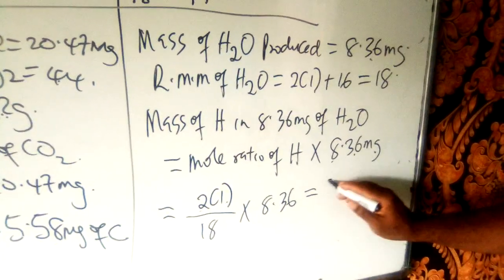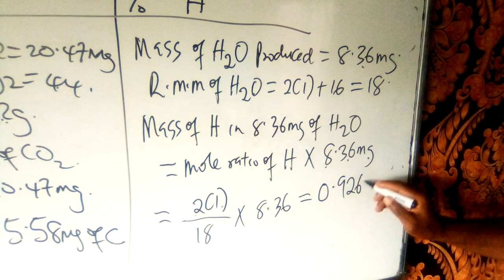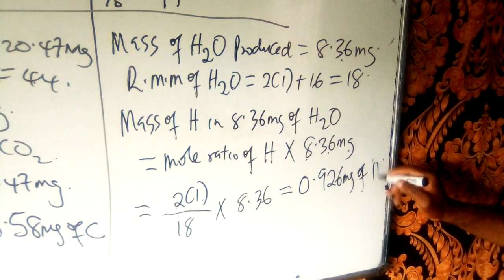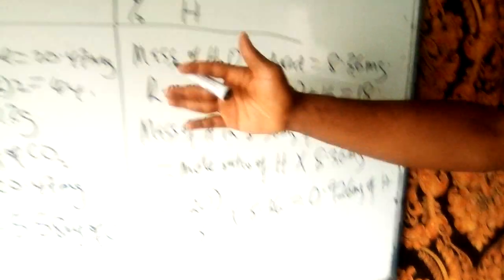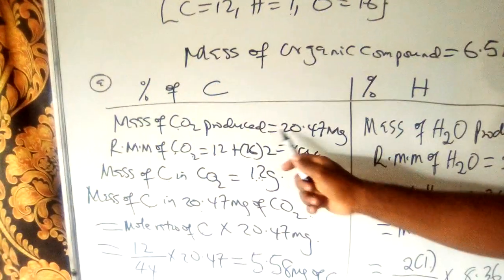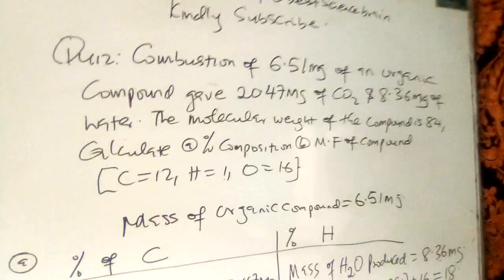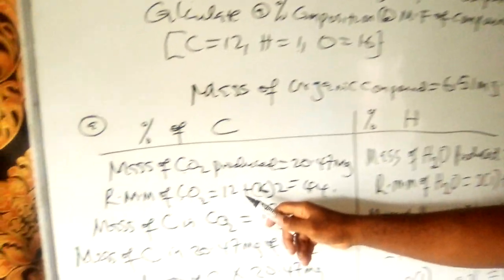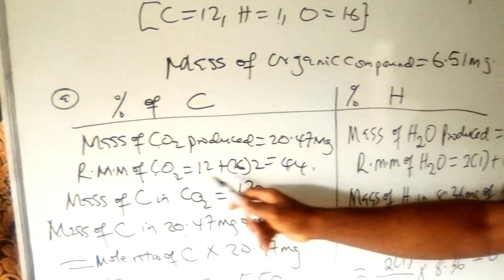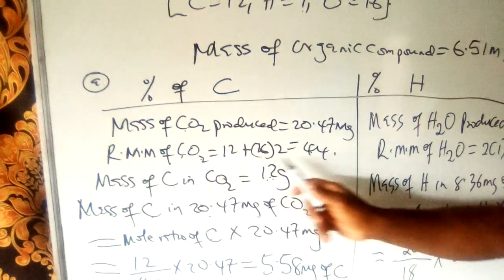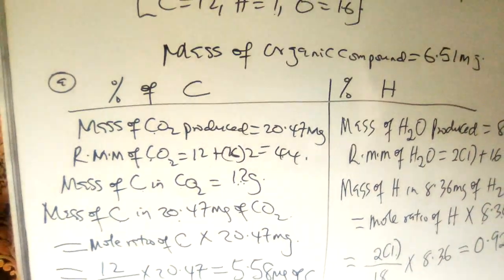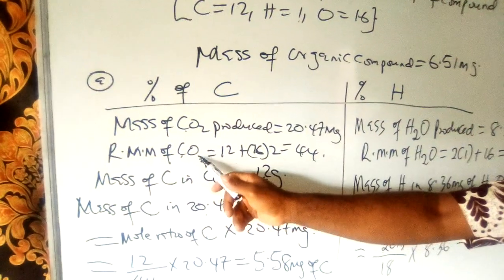And that will give us 0.926 milligram of hydrogen. So we have to understand the process involved. The mass of CO2 produced is 20.47. After I've gotten that, find the molecular mass of CO2 by adding the atomic mass of carbon to oxygen. You have 44.